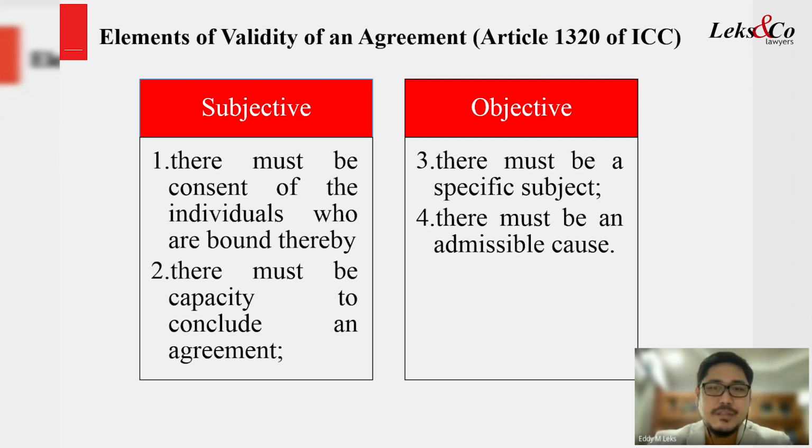And after the first element, the second element will be there must be a capacity to conclude an agreement. Kecakapan. Ya. There must be a capacity. So these first 2 elements, if you look into it, are related to the persons making the promise. So consent and capacity are referring to consent given by the person and capacity of the person. So that's why it is called subjective.